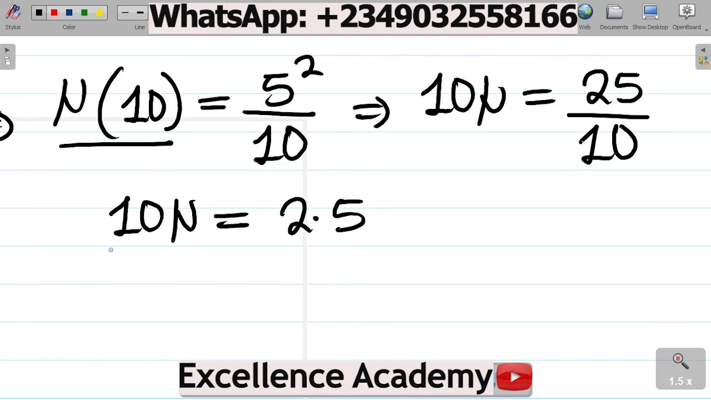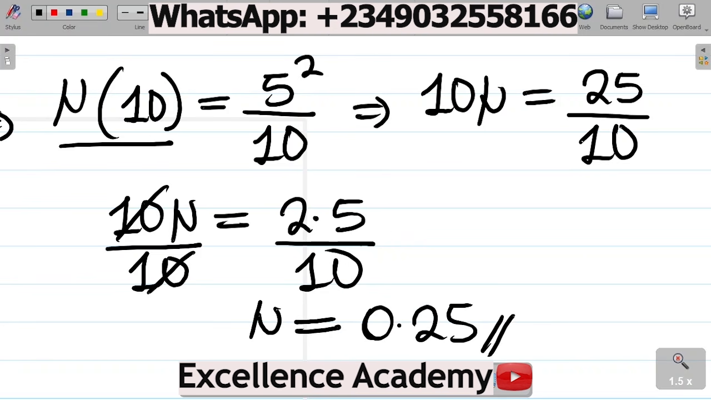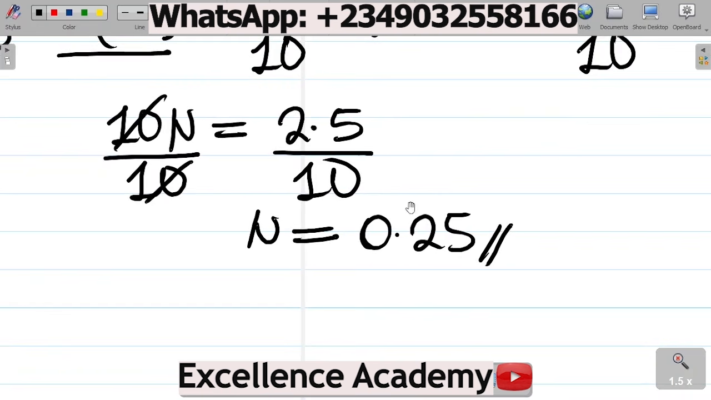To get the value of mu, I'll divide this by 10, and also divide this by 10. This cancels this. So mu is equal to 2.5 divided by 10. That gives you 0.25. This does not have an SI unit. So it's 0.25. That is the correct answer. Let's see which option matches 0.25.